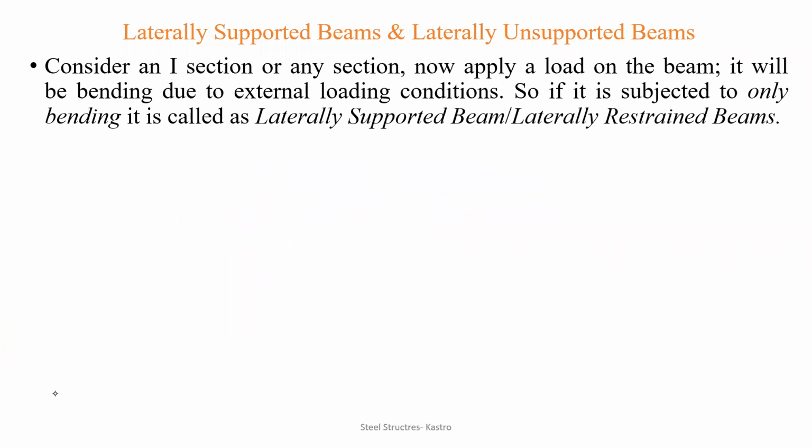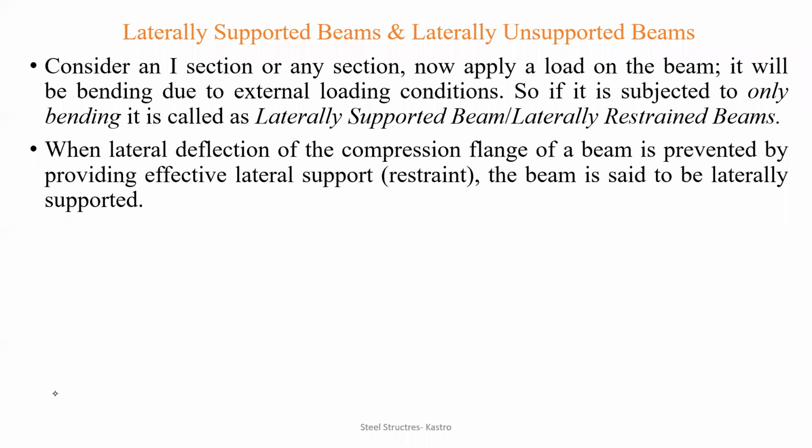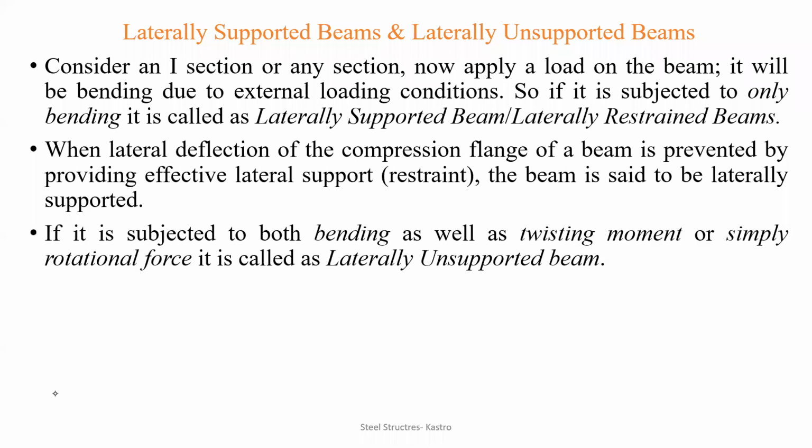But what is a laterally unsupported beam? In a laterally unsupported beam, you will have the bending pattern as well as the twisting in the member. So in a laterally unsupported beam, you will have bending as well as twisting of the member. Now, how does this twisting moment come here? It is because suppose you are having the same member and I am applying the load.